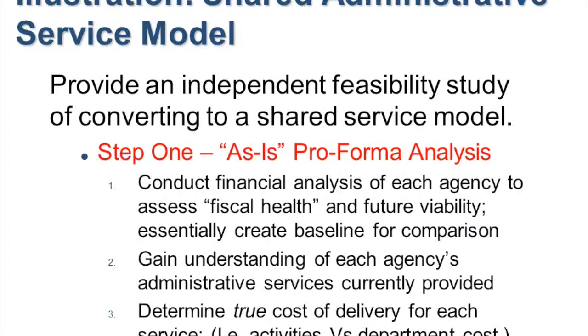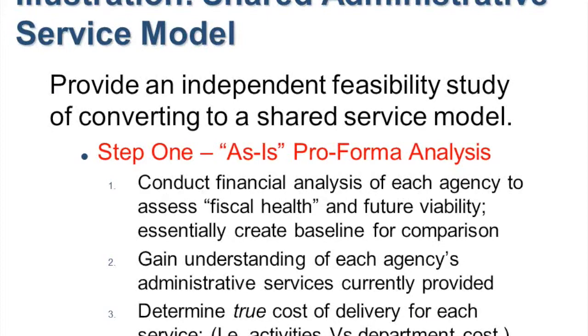So the first step might be conducting an analysis of each agency to determine what we would call the fiscal health. This would be typically something we might do by just getting data from the CFRs and then creating a baseline ratio analysis, for example. That might be the first step.